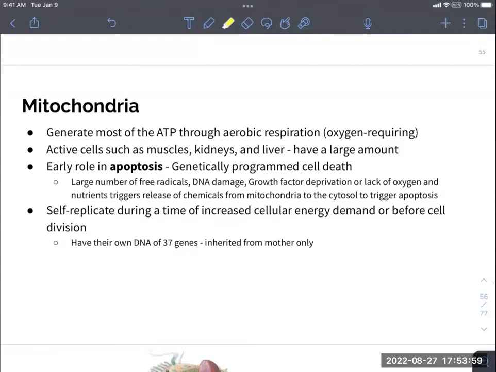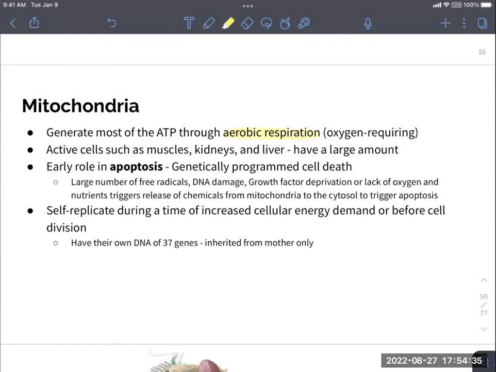Our mitochondria. Our mitochondria is our energy creation source. They generate all our ATP for the cells. They tend to use aerobic respiration. Aerobic means it requires oxygen to create the energy. They're very active in muscle cells, kidney cells, liver cells. They have lots of mitochondria. They need lots of energy to function.